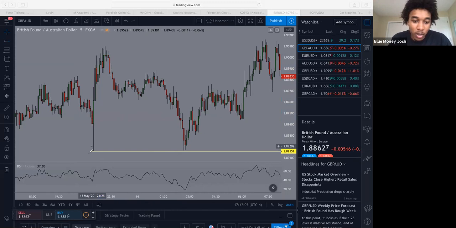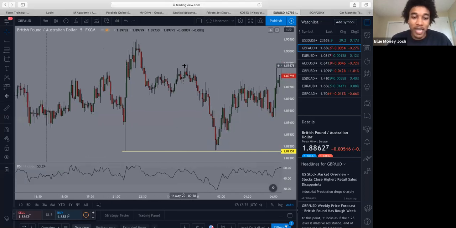Like, bro, wick came down here. And for those who don't know, this right here is a stop hunt low. A stop hunt low is when the market pushes down. Okay, so for example, it's literally designed to take people out before it makes its move.